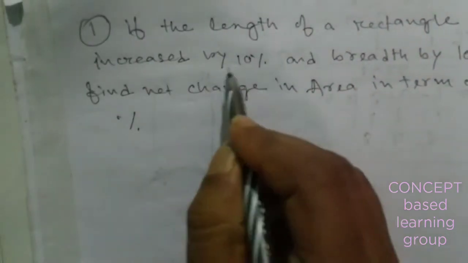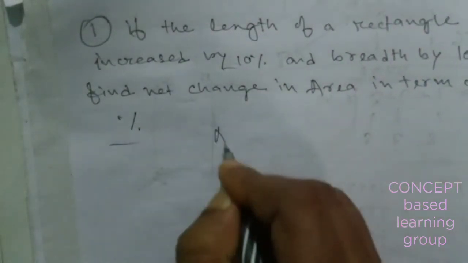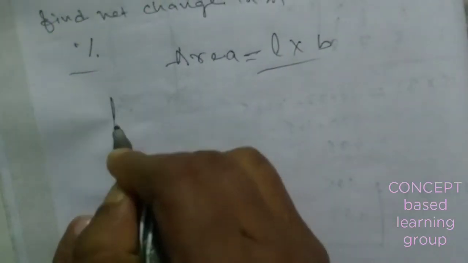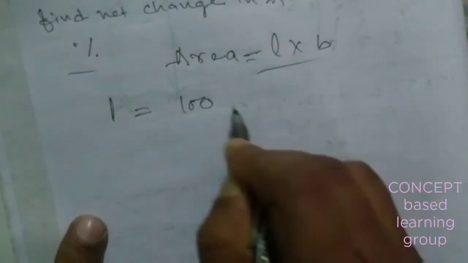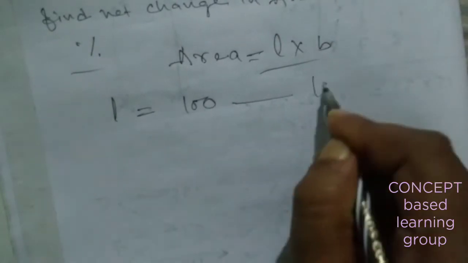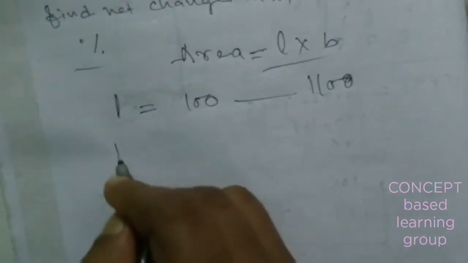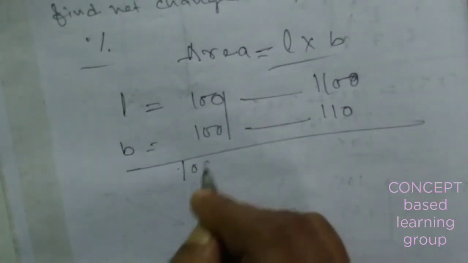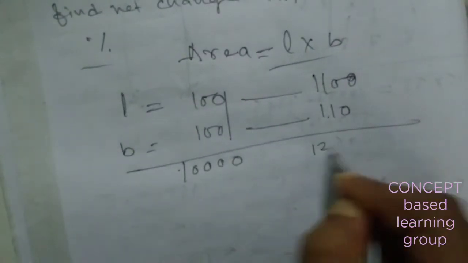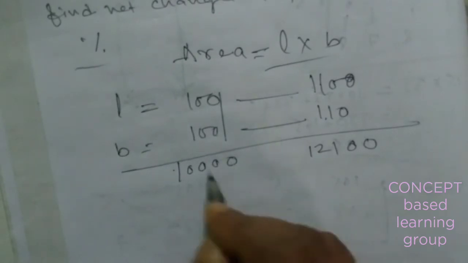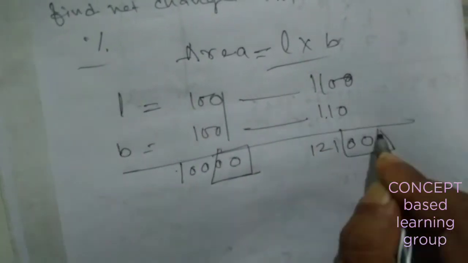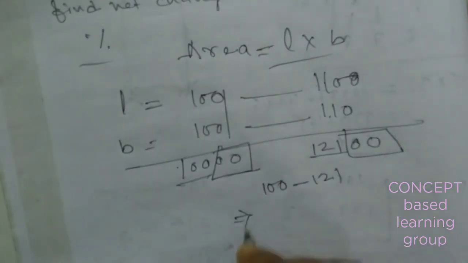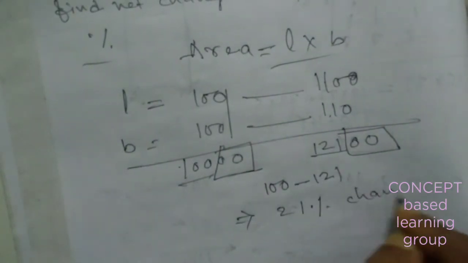So for calculation of area we need two dimensions, that is length into breadth, isn't it? So let us take first length. Suppose length is 100, then it increases by 10%, that is 100 to 110. Similarly breadth goes from 100 to 110. If we multiply these two, 11 into 11, we get 121 and 00. So we need it in terms of 100, so just cancel out, 100 out of 121. That implies 21% change. So this is the answer.